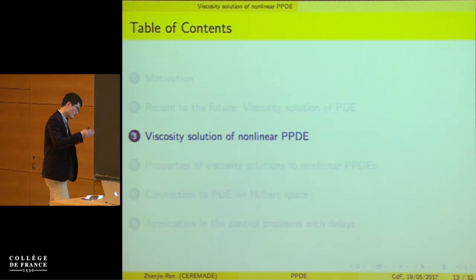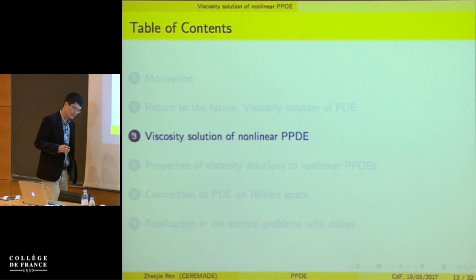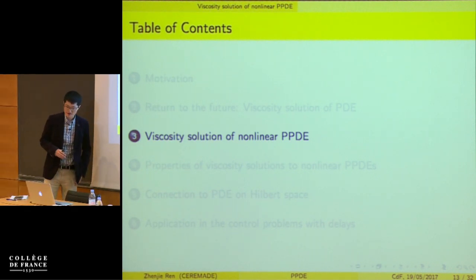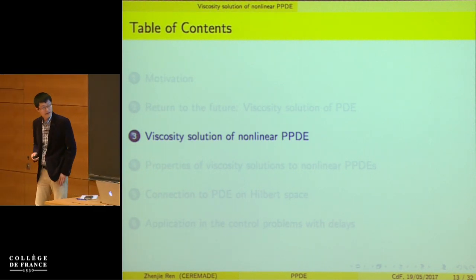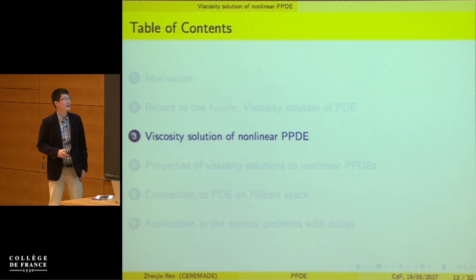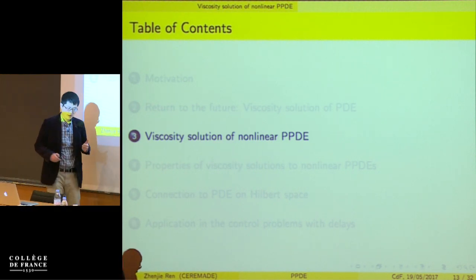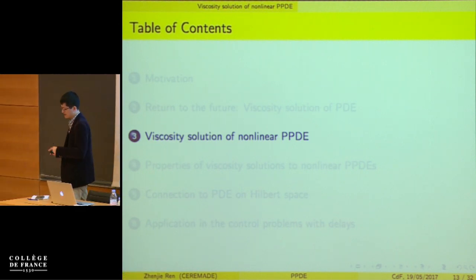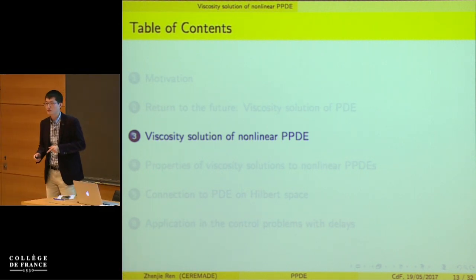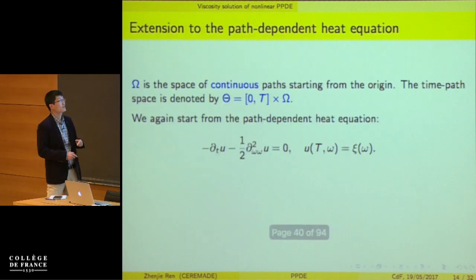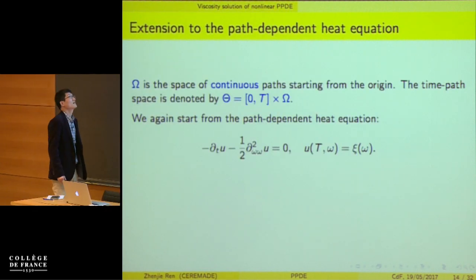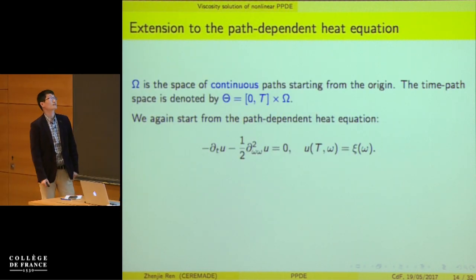So we have solved the problem for the heat equation, but for PDE, it's not the story I want to talk about today. So there are extensions to make. There are two extensions to make. First, we want to extend our notion to the path-dependent case. And then, of course, we are interested in the nonlinear case too. So first, the extension from non-path-dependent to path-dependent.